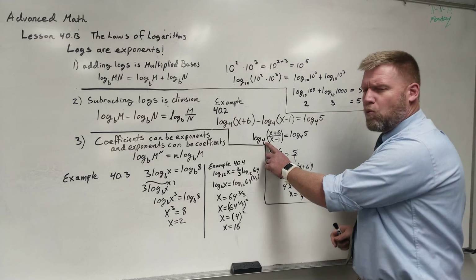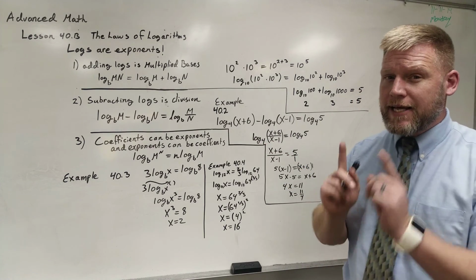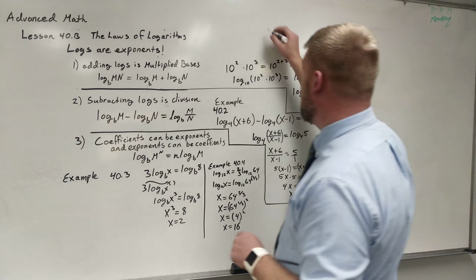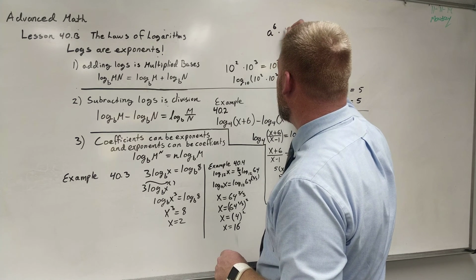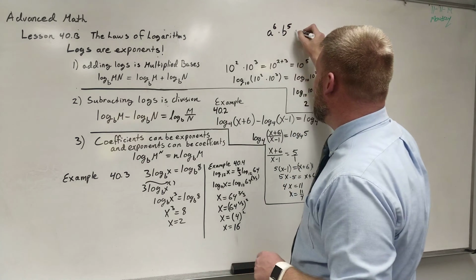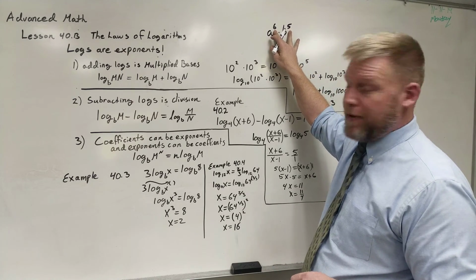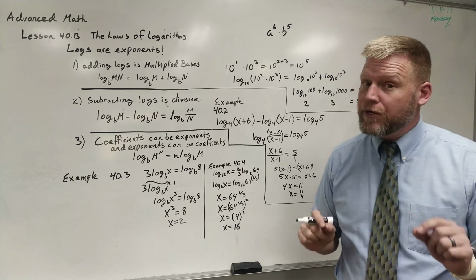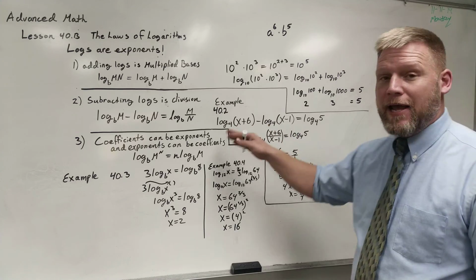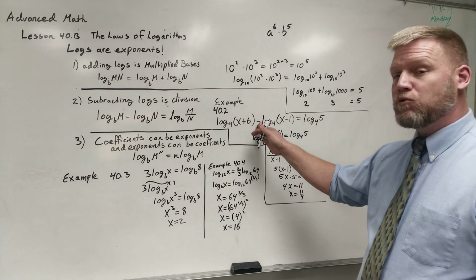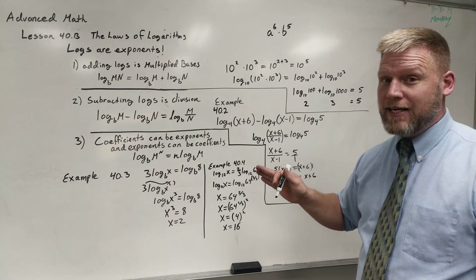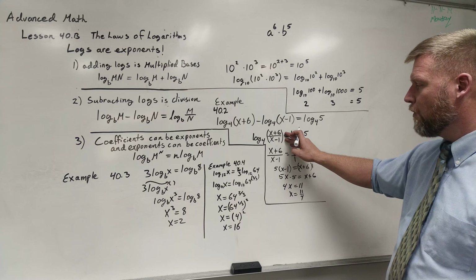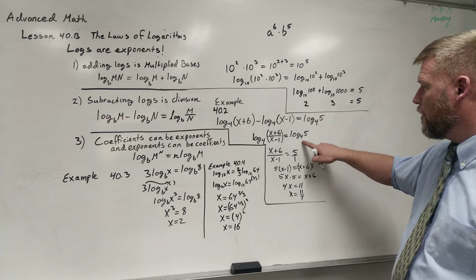Now I can combine those into one log base 4 only because they have the same base. Just in the same way, if I said a to the 6th times b to the 5th, I can't add those exponents because they don't have like bases. I couldn't subtract these two logs if they didn't have a like base. But the book was really nice to us on this example problem and gave us same bases, which means I can subtract them. Subtraction of exponents means division of bases, right? And so I'm going to rewrite this as the log base 4 of x plus 6 over x minus 1. That still equals the log base 4 of 5.